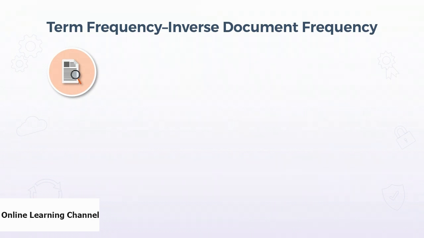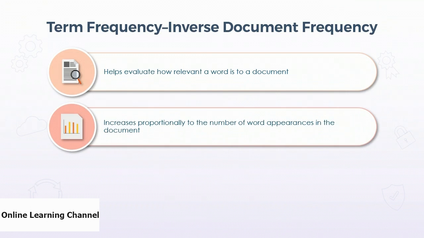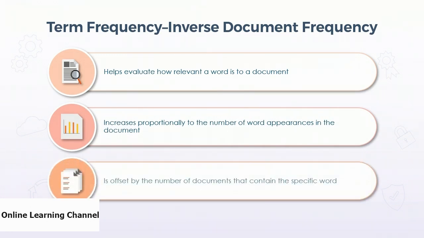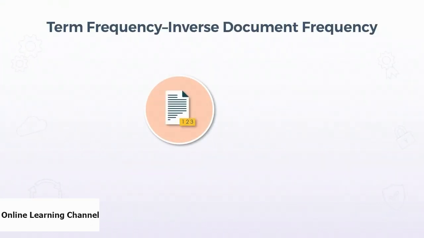This technique or measure helps us evaluate how relevant a word is to a document in a collection of documents. The metric increases proportionally to the number of times a word appears in a document, but at the same time it is offset by the number of documents that contain that specific word. Therefore, commonly used words would rank low even though they appear many times in a document, as they are not relevant for text mining.